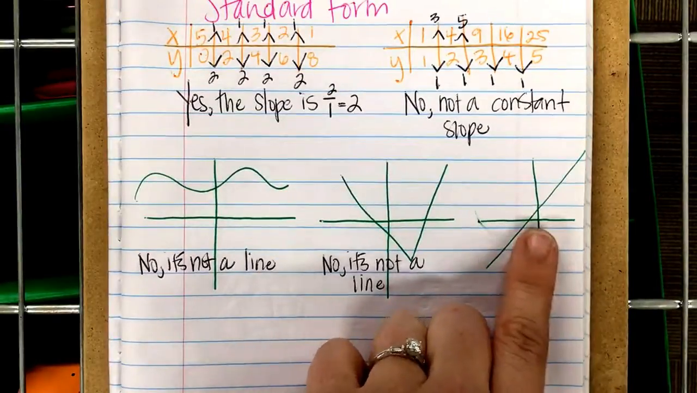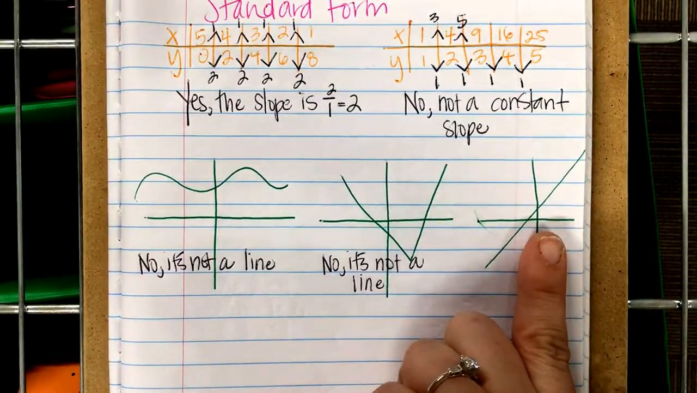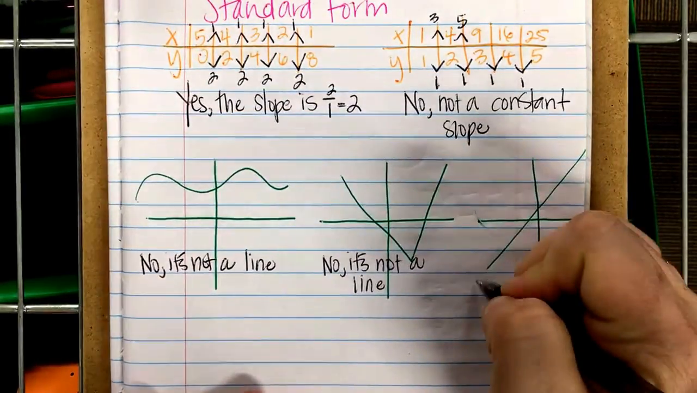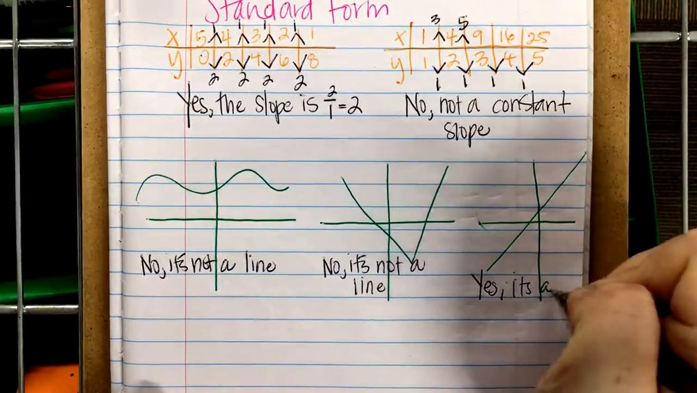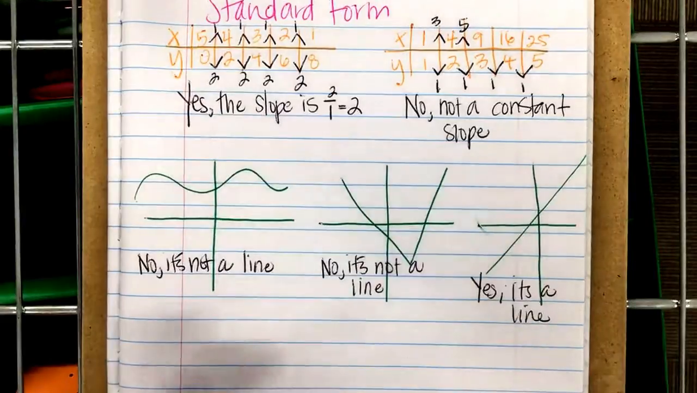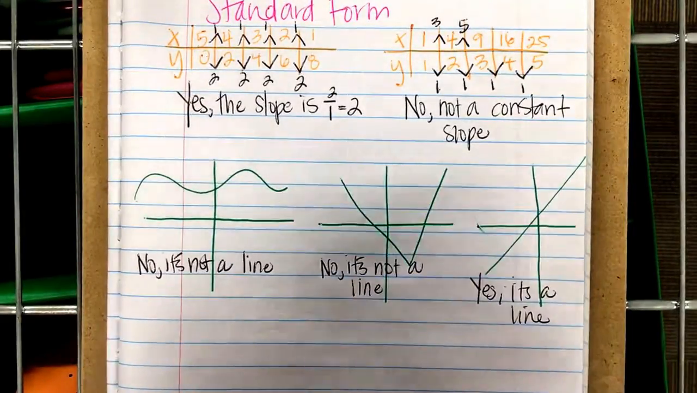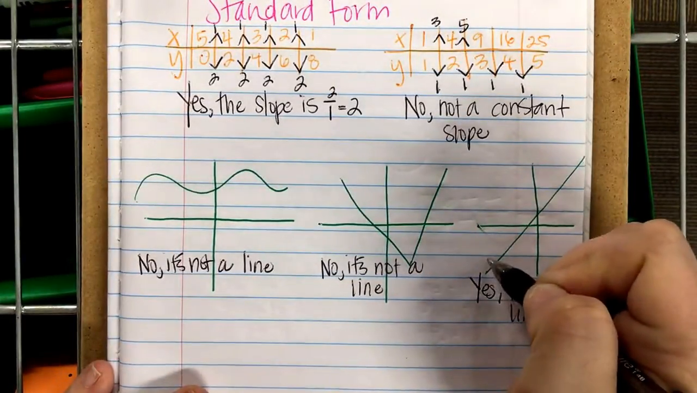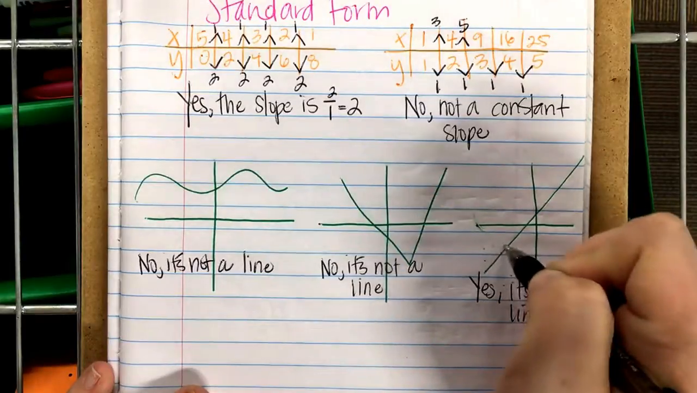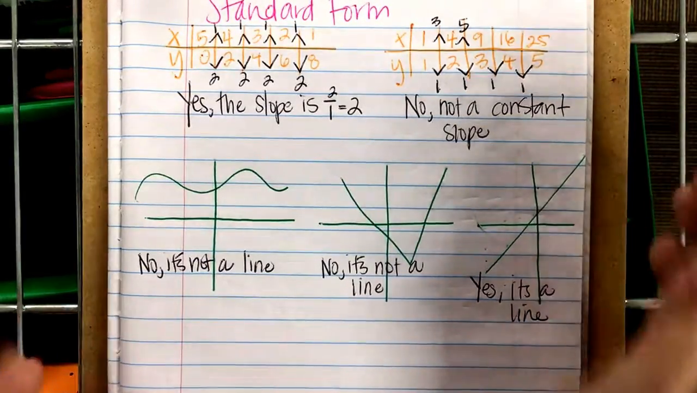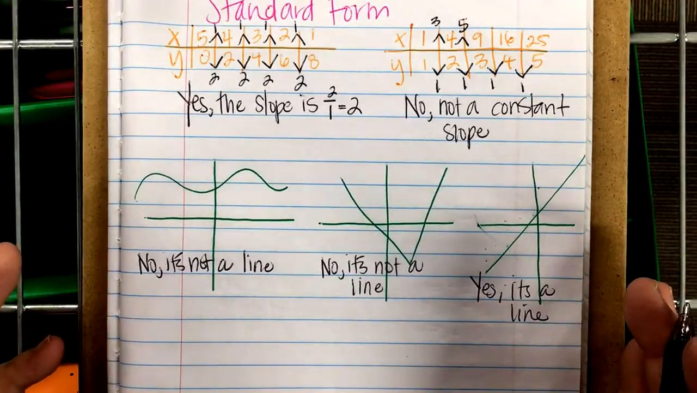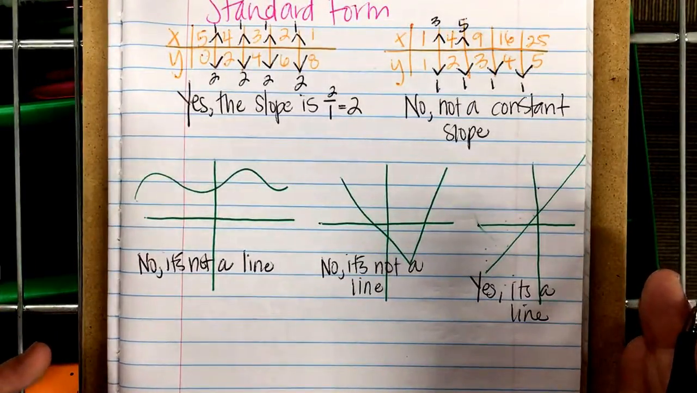This guy, is this a linear equation? Maybe. Why? It's a line. Yes, because it has a constant slope, correct? We can't count it because there aren't values, but you go up 1, 2 over 1, 2, up 1, 2 over 1, right? The slope is constant.